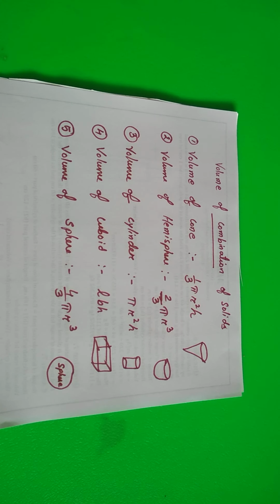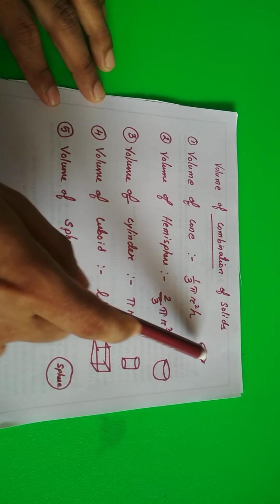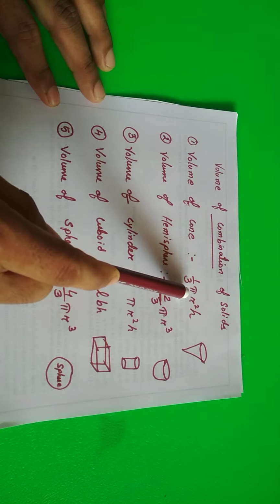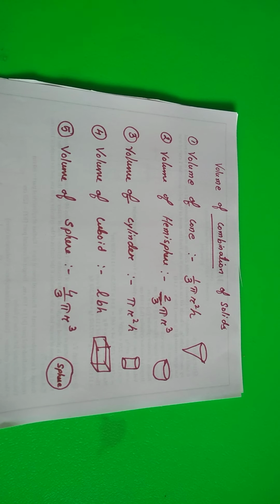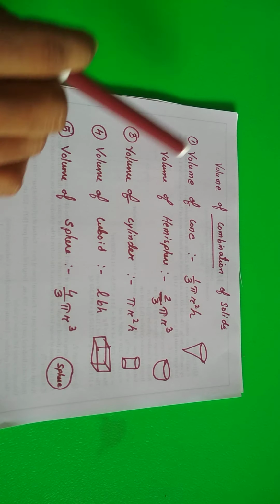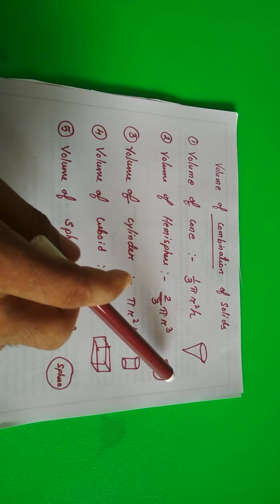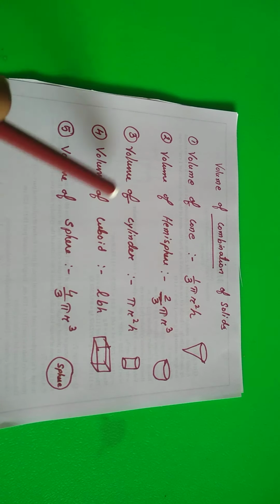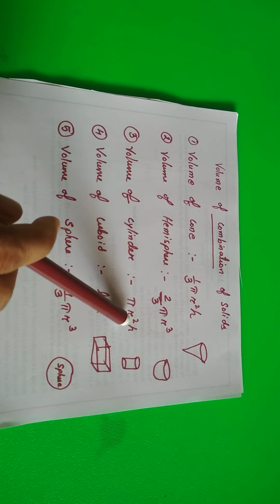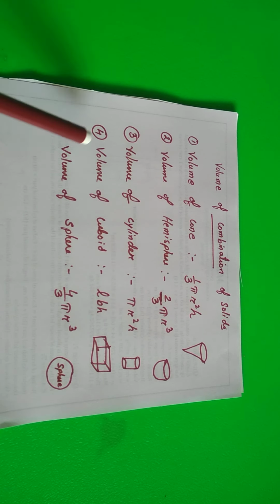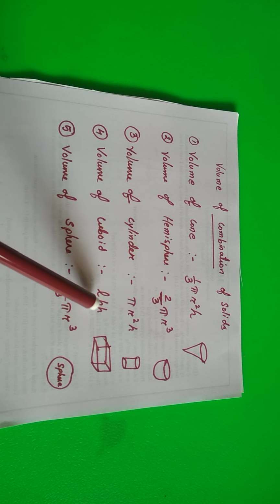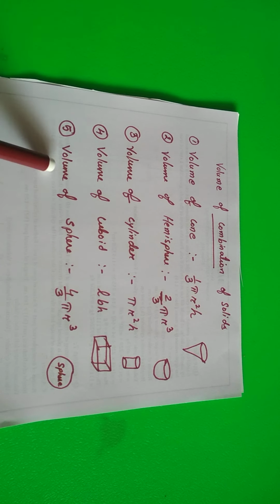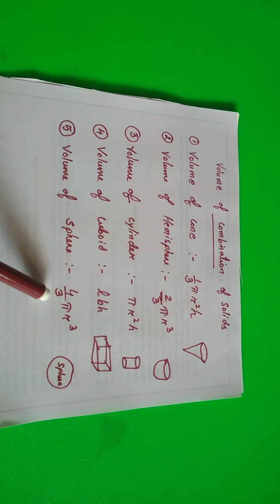I would request you, please make sure that you know all these formulas. Volume of a cone, 1 by 3 pi r square h. r is the radius, h is the height. Volume of a hemisphere, that is the half part of a sphere, 2 by 3 pi r cube. Volume of a cylinder, pi r square h. Volume of a cuboid, lbh. Volume of a sphere, 4 by 3 pi r cube.